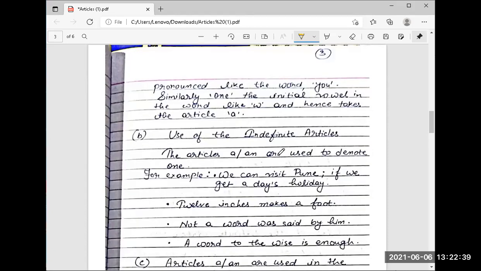Use of indefinite articles. Anyone is having any kind of problem up to here? Anyone any problem up to here? Please tell me if you are having. Anyone any problem understanding this thing? Am I audible or not? Hello. Yes, ma'am, you are audible. Okay. Any problem up to here understanding these articles?